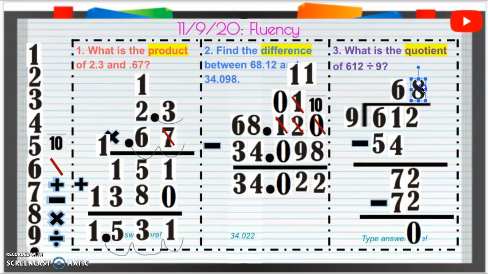So our answer is 68. And that is it for our fluency. Great job.